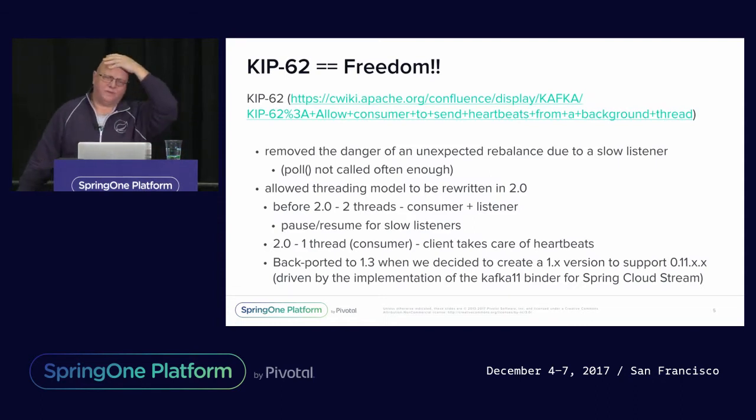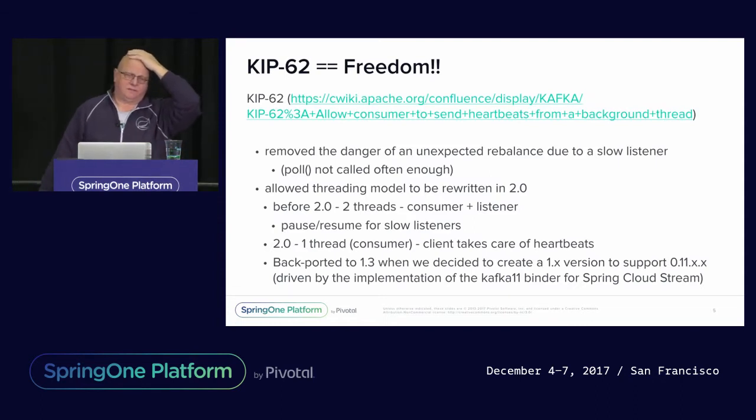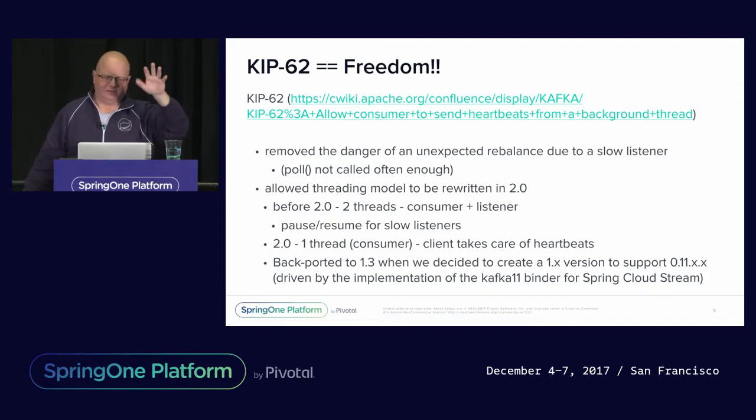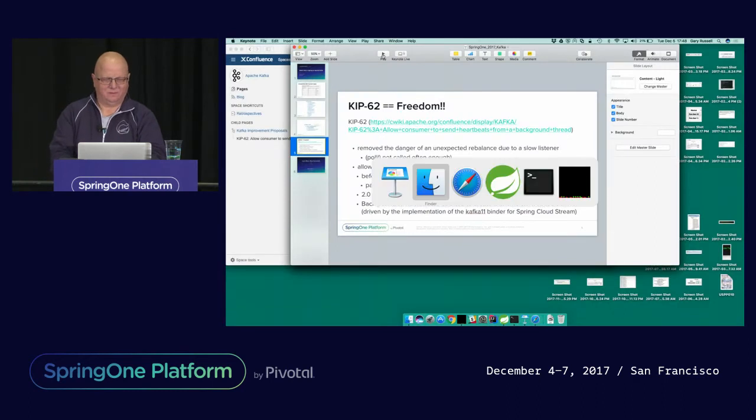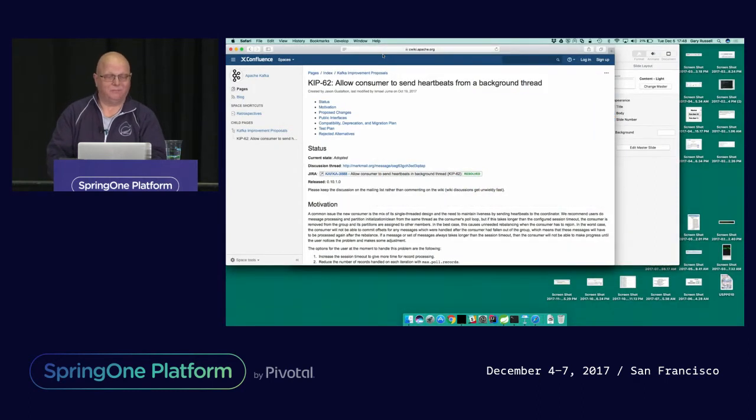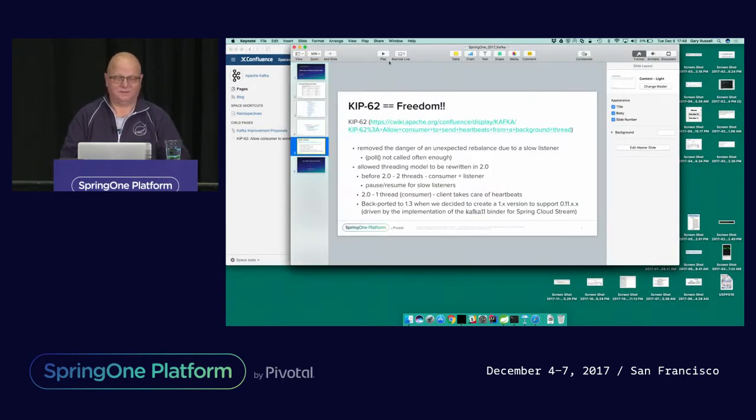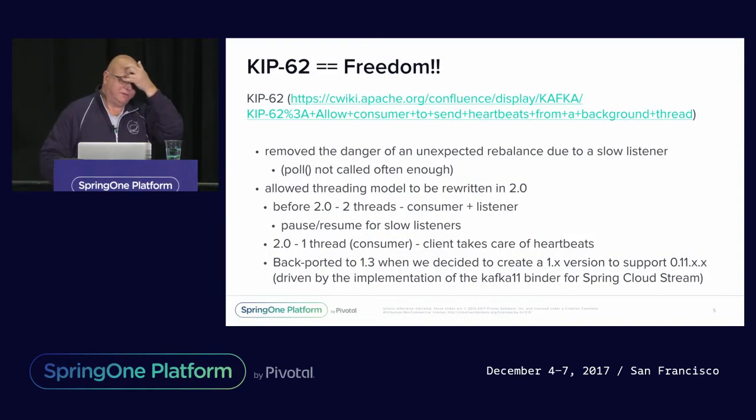One thing I just want to point out is this KIP. This is Kafka Improvement something. I can't remember what they call them. Kafka Improvement Proposal. That's it. I should have known. So this KIP 62 was a pretty significant one for us.